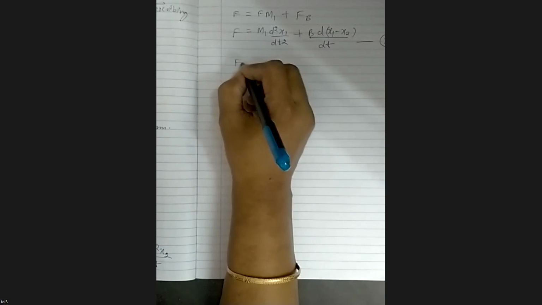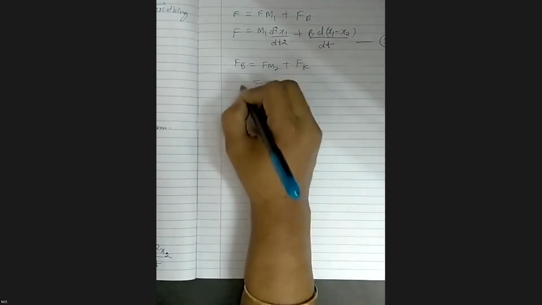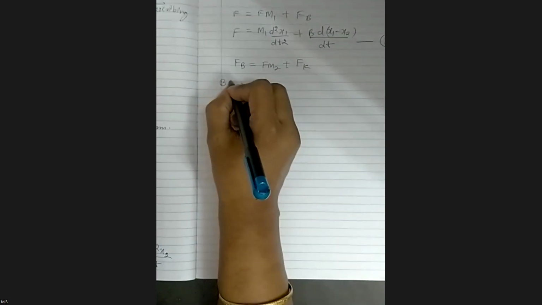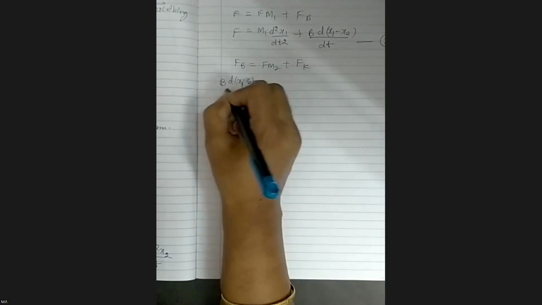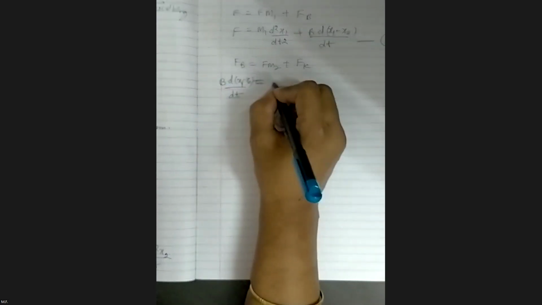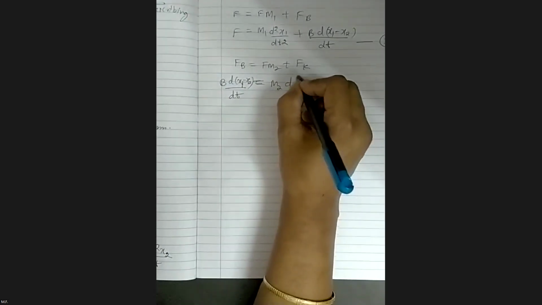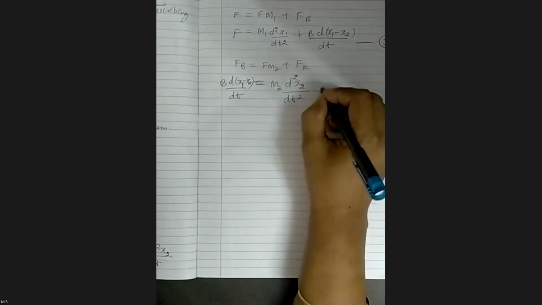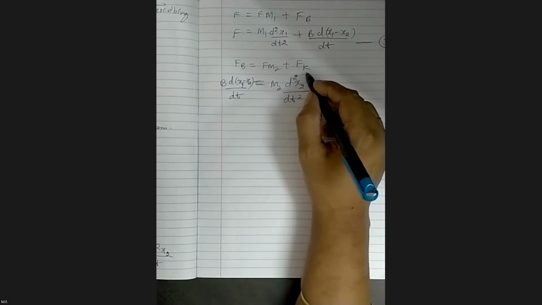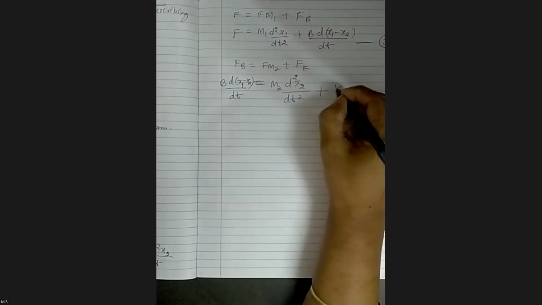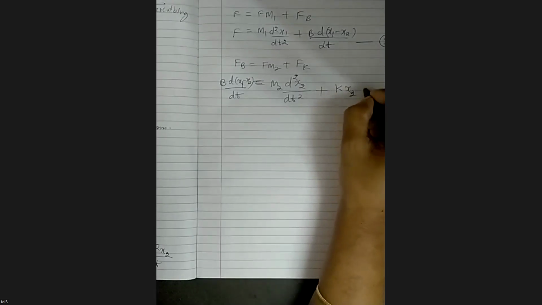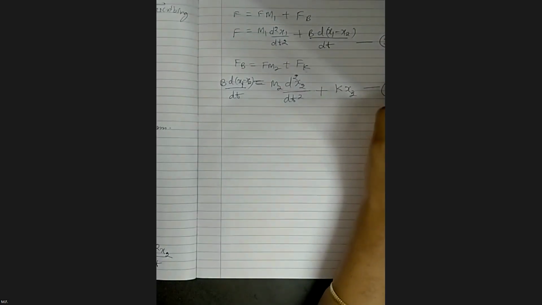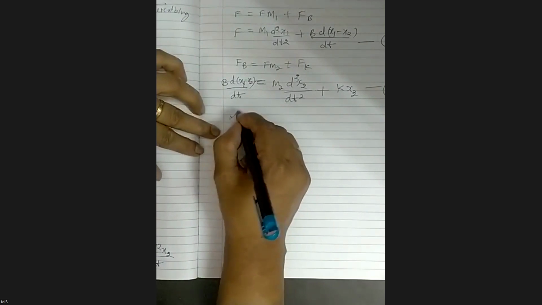Now take another equation, Fb equal to Fm2 plus Fk. So we know the value of Fb: b d(x1 minus x2) upon dt is equal to m2 d square x2 upon dt square plus the spring force, which is equal to k x2. So now this is the equation number 4. Now apply the Laplace transform to equation number 3 and 4.